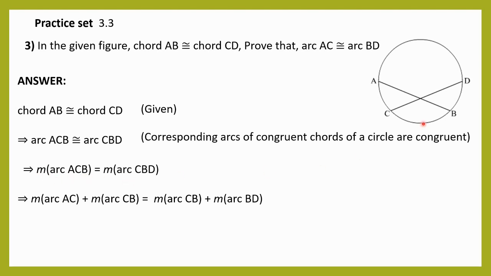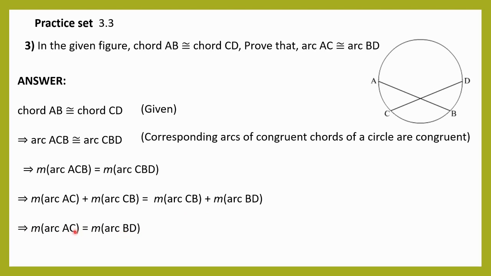Similarly, in the figure, you can see that arc CBD is formed by arc CD and arc BD. So in place of arc CBD, you can write measure arc CB plus measure arc BD. Now on both sides, measure arc CB is common, so it gets cancelled out, and you are left with measure arc AC on the left hand side and measure arc BD on the right hand side. Hence, measure arc AC is equal to measure arc BD.